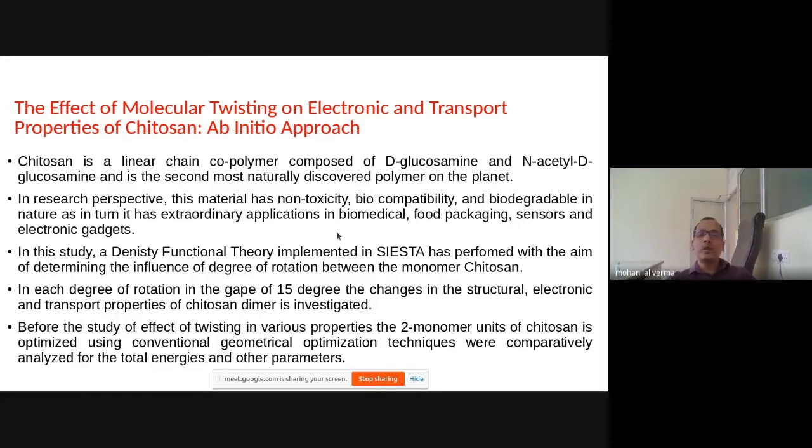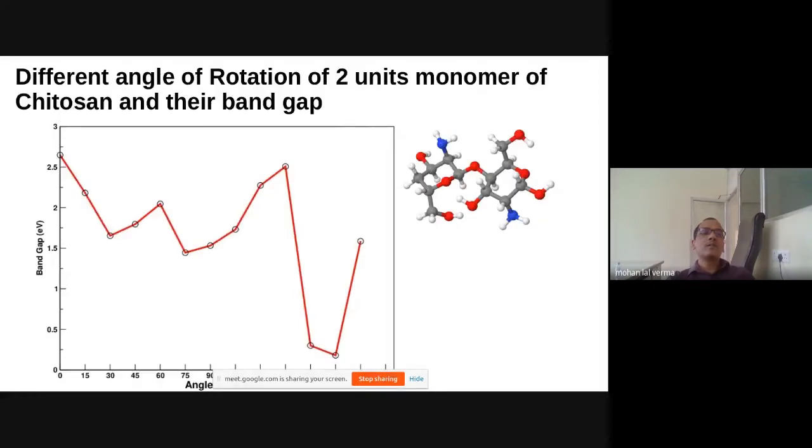Here I am just showing the result related to 2 monomers, and this is also at the stage of communication. These are the different angles of rotation of the 2 unit monomers. This is one monomer, this is the second one. When we twist it at different angles, its band gap changes. Initially its band gap was more than 2.5, and this x-axis gives the angle of rotation, and we are rotating in the range of 15 degrees.